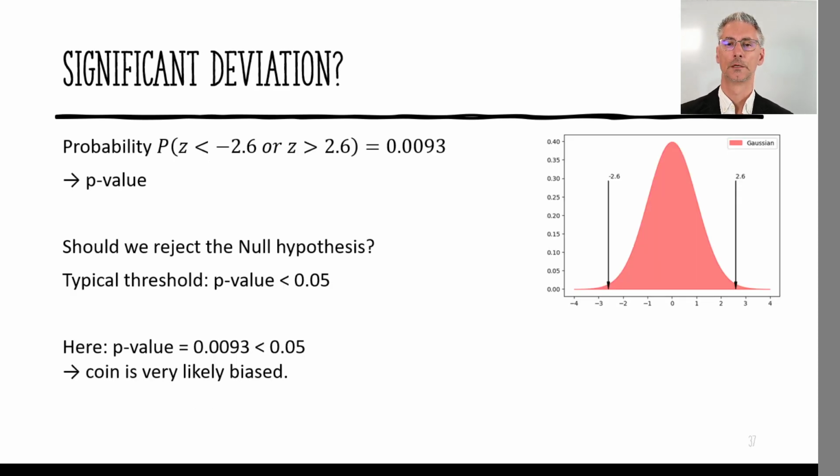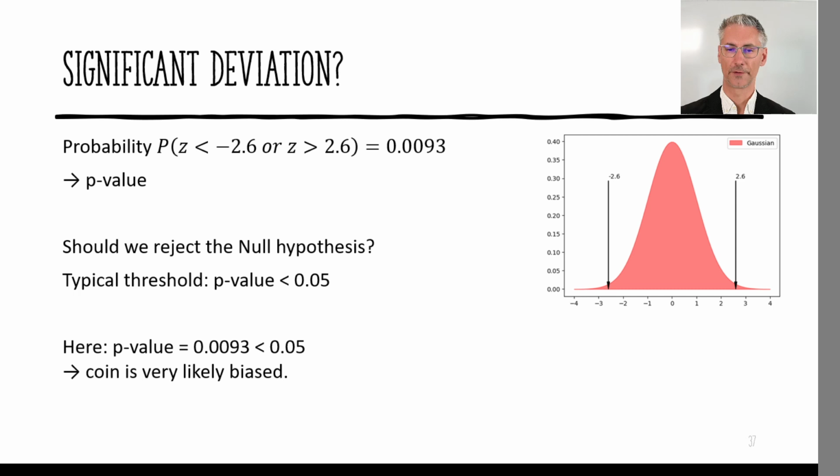Right. 2.6. Is that good? So we look again at our Gaussian distribution. This is why we made the assumptions. Look where 2.6 is on the left-hand side and on the right-hand side. And we can see that this Gaussian distribution is very small at this value, but not 0. So should we reject the null hypothesis?